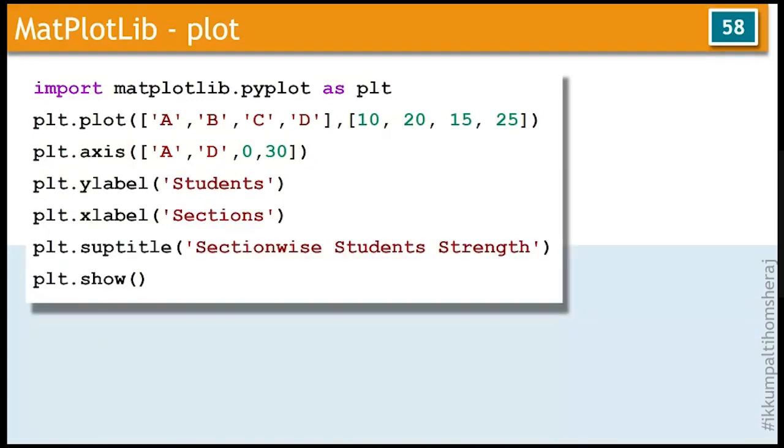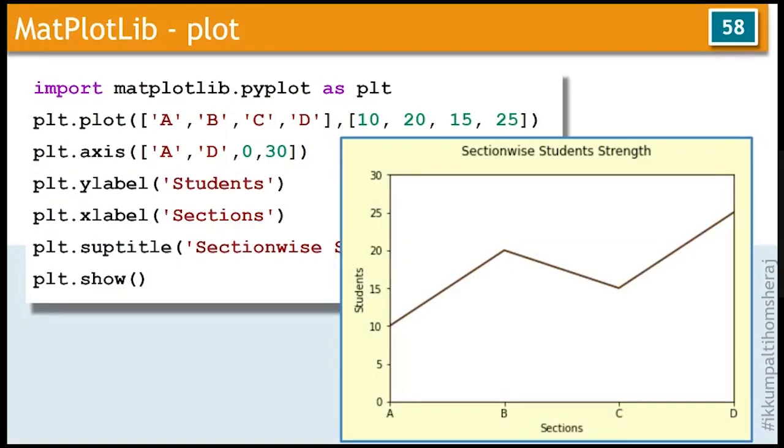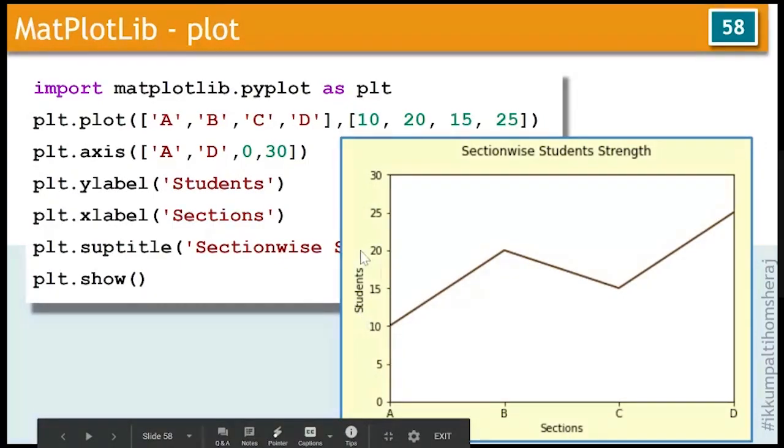Next, if you want to give specific labels for the x-axis and y-axis, suppose on the x-axis we are specifying sections, on the y-axis we are specifying the label as students, and the super title we are specifying as section-wise students strength. It is going to be displayed like this. Okay? You can see here, this is the x label, this is the y label, this is the subtitle.